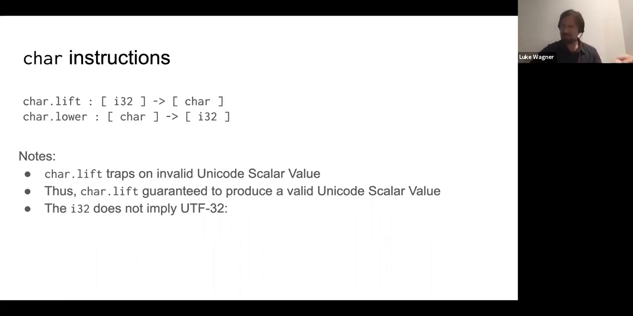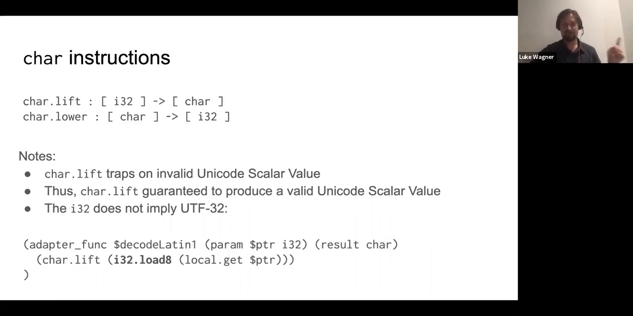But here's the question: if you say I32, are you implying UTF-32? Are you saying that that's the representation of char in memory? No. What we're saying is that I32 is a value on the stack that got decoded somehow, and it's controlled by the containing code how I actually pulled that out of memory.